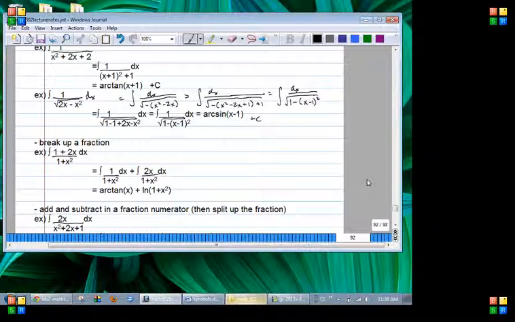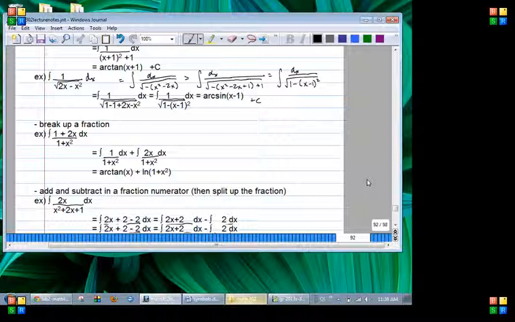What's missing right now? What's missing is a 2. So it turns out that what works is if you just stick it in there. Plus 2 minus 2. And then after you do that, you can now split up the fraction. And so the first one is now the u sub that we wanted.